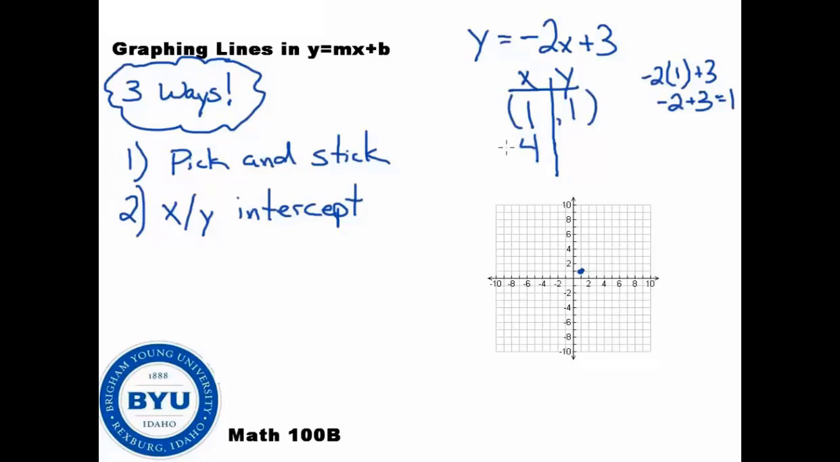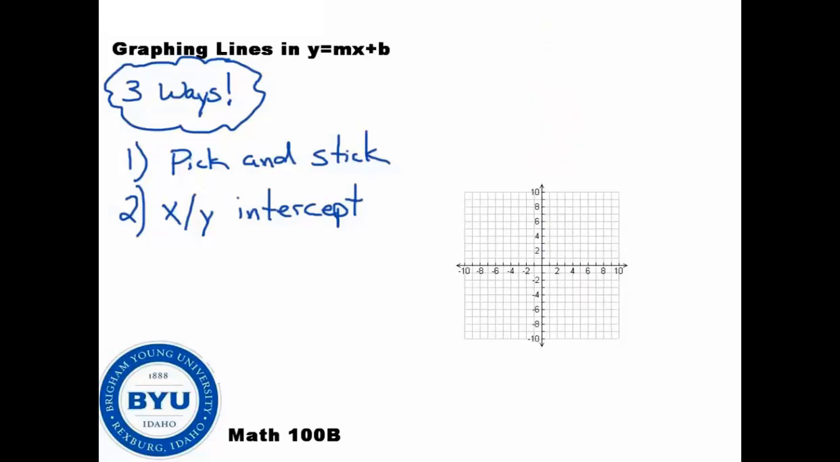Now I'm going to stick in another number. I picked 4. So when we stick in 4, negative 2 times 4 is negative 8 plus 3 comes out to be negative 5. So the point I need to graph is 4, negative 5. 4 and negative 5 is right here. And so my line would look like that.